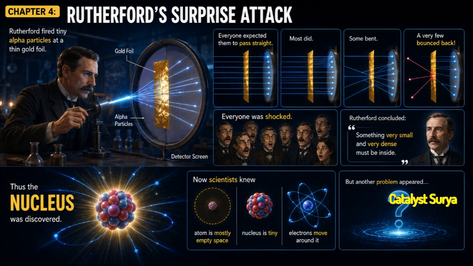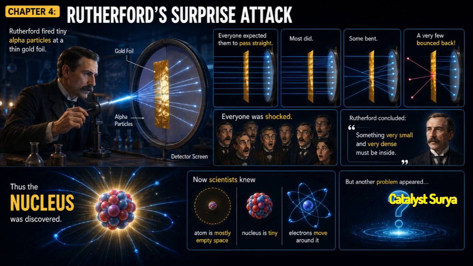Rutherford designed a bold experiment. He fired tiny alpha particles at an extremely thin sheet of gold. Everyone expected the particles to pass straight through. Most of them did. Some changed direction, and a very small number bounced straight back. Everyone was shocked. Rutherford realized that something very small, very dense, and positively charged must exist at the center of the atom. He called it the nucleus.